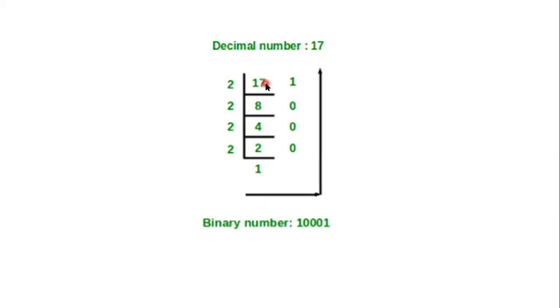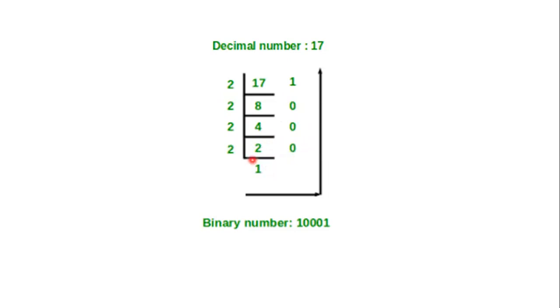2 8s are 17. 1 is carried forward. 1 is remainder. Always keep an account of all the remainders. Again, 2 4s are 8. No remainder, so I write 0. 2 2s are 4, no remainder, so we write 0. 2 1s are 2, no remainder, so we write 0.